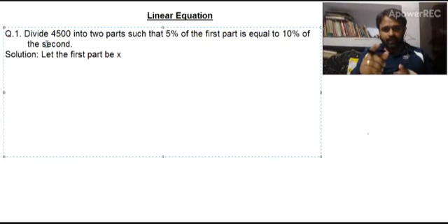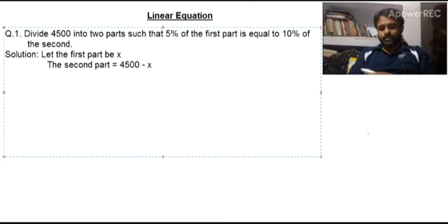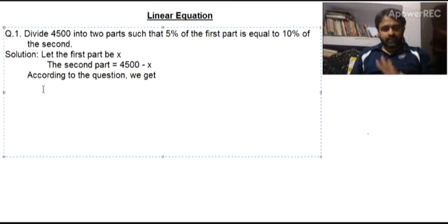That first part we have taken out of 4500. First part is x. So what is the second part? Second part is 4500 minus x, because x part I have already given to my friend. Now what is left with me? 4500 minus x is remaining. Understood? Then we will proceed with the solution like this. Right friends? So the second part is equals to 4500 minus x. Now the next part will be, according to the question, what the question says, I will write this way.